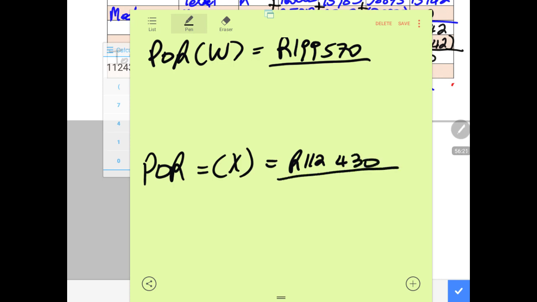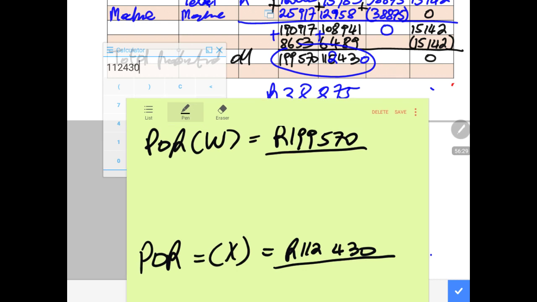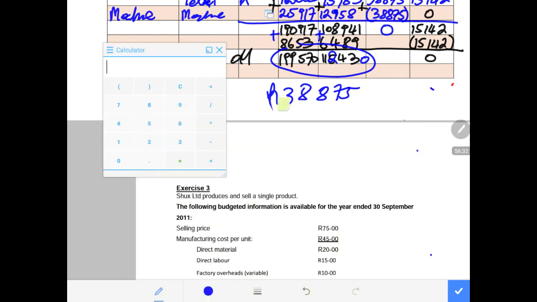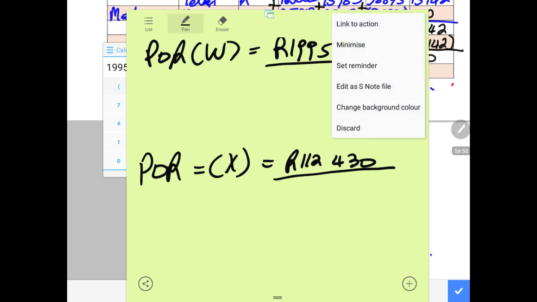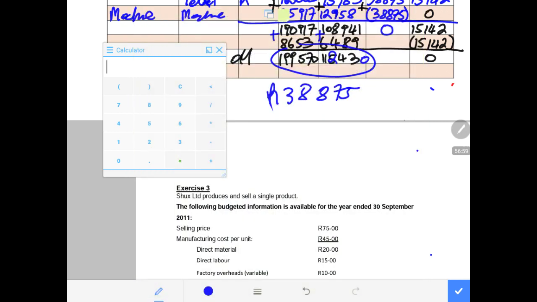We divide by the machine hours here; in the previous one, we divided by the labor hours. Just to verify the last one again, the first department, if I did everything correctly: we had 190,917 plus 8,653, which is 199,570. That is perfect. I'm cool with that one. Verified.